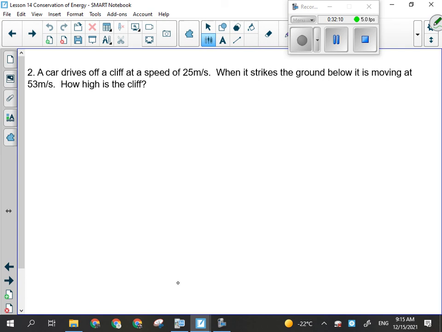I want to try at least two more of these law of conservation of energy questions today, because obviously there's one on your exam tomorrow with big marks, and I want you to get all those marks. All right, so write this one down, give it a try. A car drives off a cliff at 25 meters per second. When it strikes the ground below, it is moving at 53 meters per second. How high is the cliff?